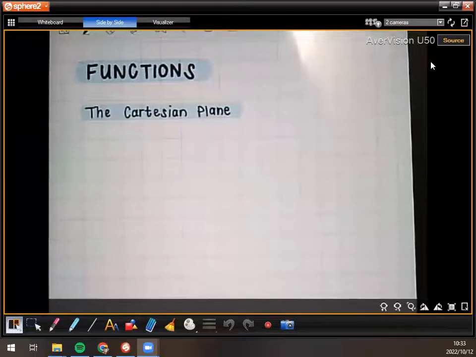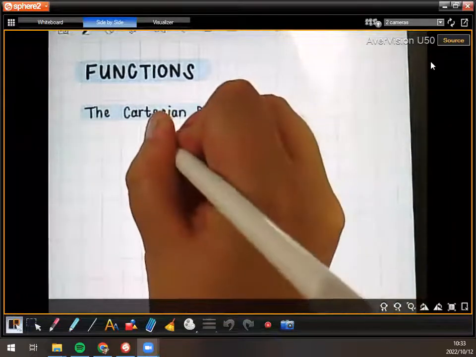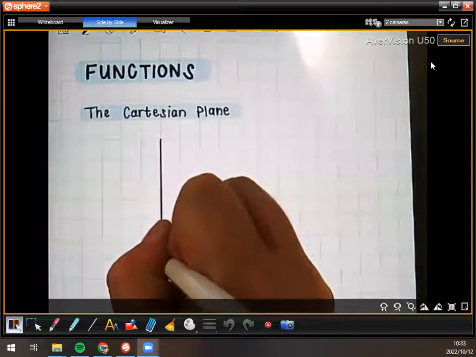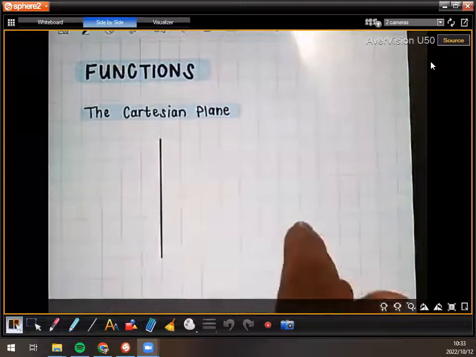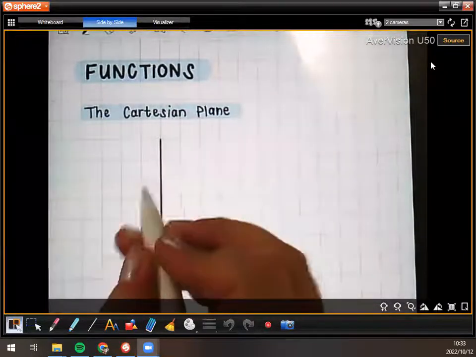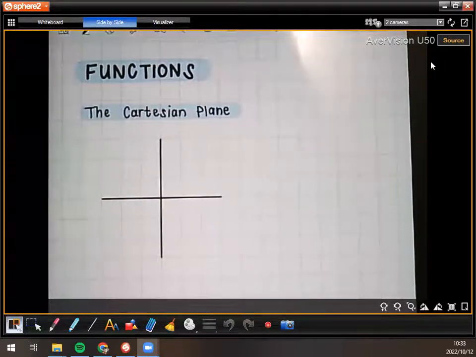Alright, the Cartesian plane, guys, it's basically two axes, so two number lines, that intersect. I'll show you now exactly how it looks. So if you can draw a straight line going down, a vertical line. And then we're going to draw a horizontal line that cuts through this vertical line. Right, guys, we are going to put labels on here and just see exactly what we're going to do.